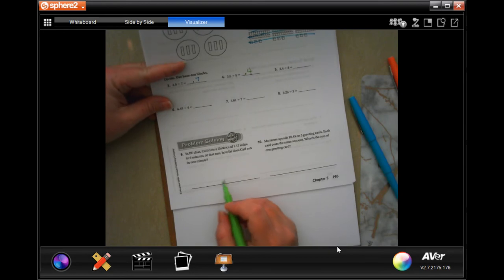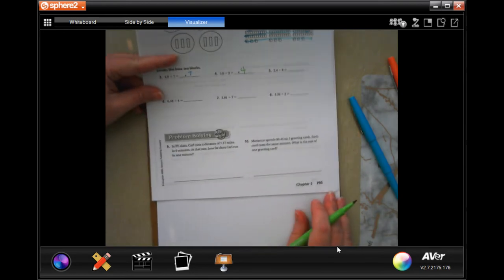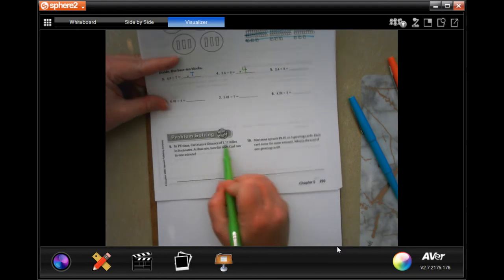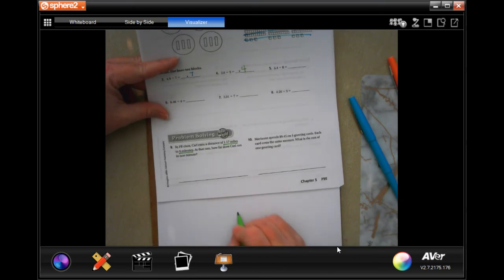We're going to go down to number 9, and we're going to do the word problem. It says in PE class, Carl runs a distance of 1.17 miles in 9 minutes. At that rate, how far does he run in 1 minute? So 1.17 divided by 9.